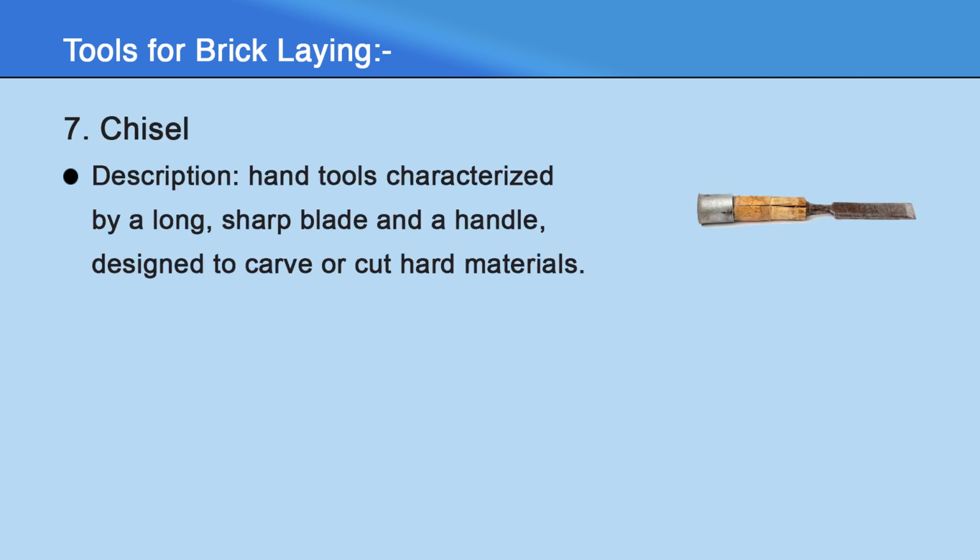A chisel. A chisel is a hand tool characterized by a long sharp blade and a handle, designed to carve or cut hard materials. Now coming to the primary uses of a chisel. Chisels have been used for centuries in woodwork, masonry and metalwork and still remain essential for precise and detailed craftsmanship.